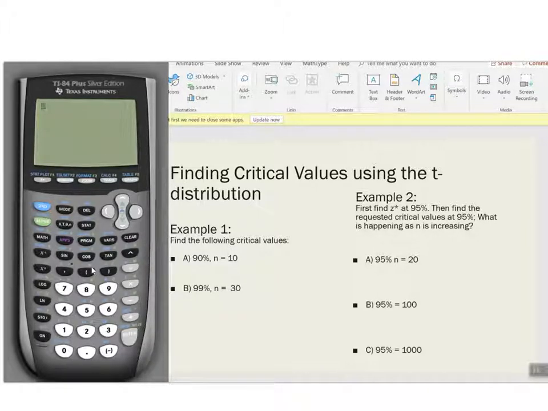Remember, for t, you have to have these things called degrees of freedom. Degrees of freedom are always equal to sample size, or n, minus 1. So if our n is equal to 10, our degrees of freedom will be equal to 9.